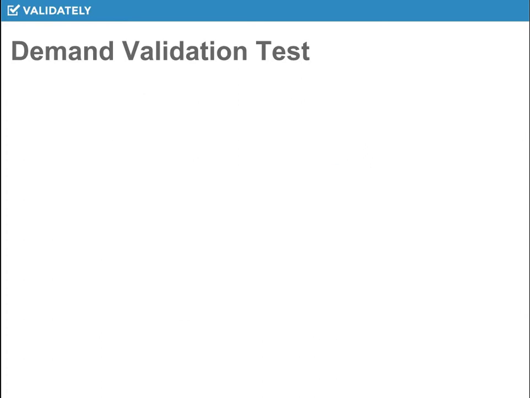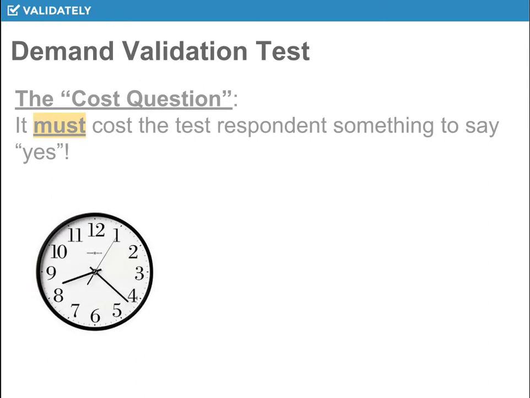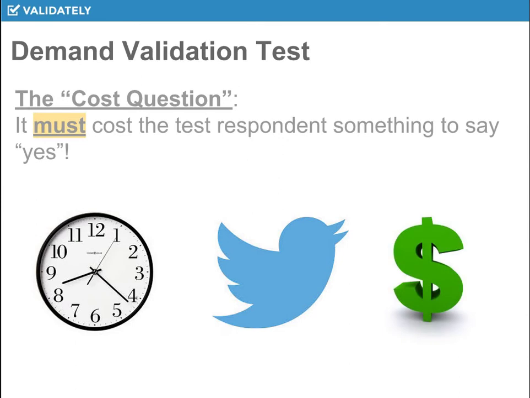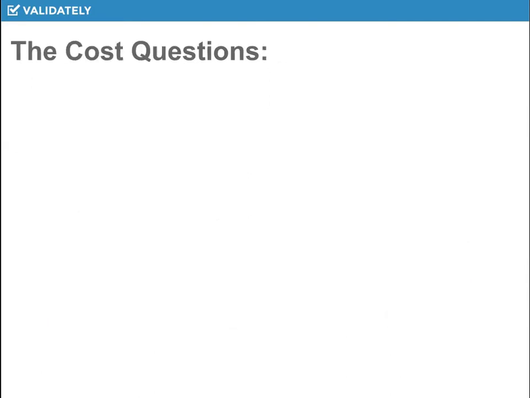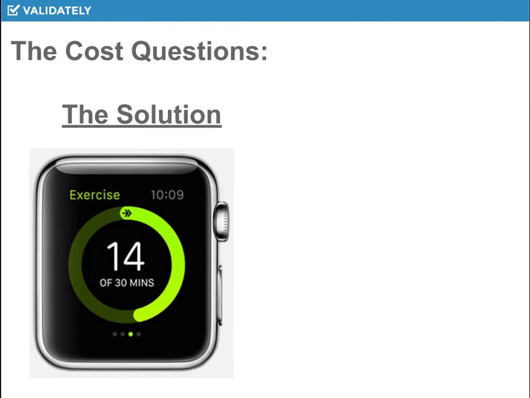There are 3 ways to make saying yes cost something to the test respondent. We call this the cost question. You can ask them for their time, their reputation, or require investment. Let me explain this with an example, again going back to the Apple Watch. Here's the solution, the idea that we have: apps on a watch that specifically focus on making it easier to manage your health.